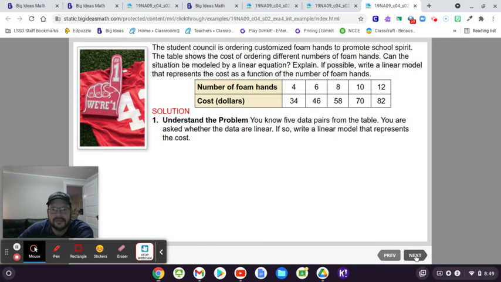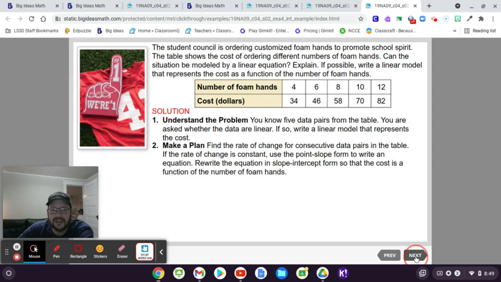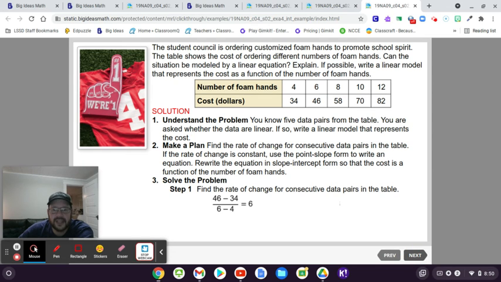So first of all, you've got to understand what's going on. To determine if it's linear, you want to find if there's a constant rate of change. From 4 to 6, 6 to 8, 8 to 10, and 10 to 12, these are all going up by 2. That's really important: your input is increasing by the same amount every time. If the output is also increasing by the same amount every time, we'll know that it's linear. And in this case, it is. It's going up 6 every time. So our slope here is 6.